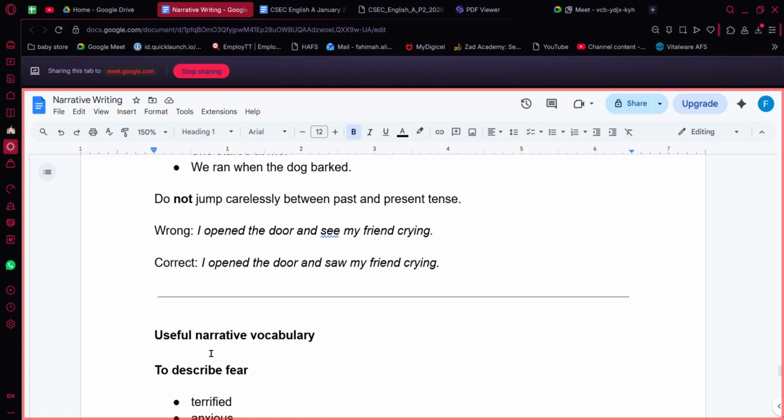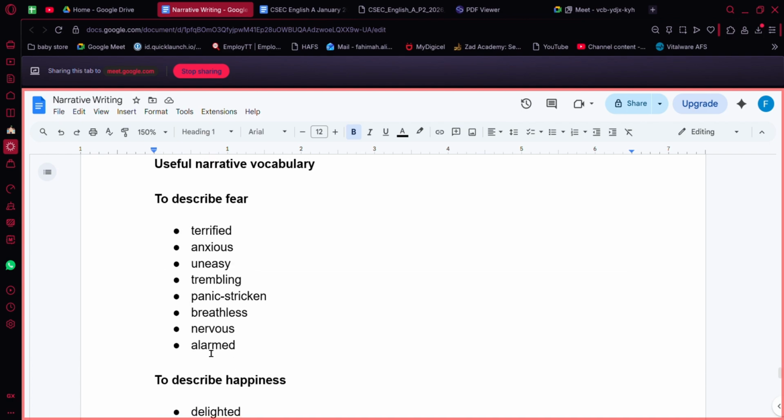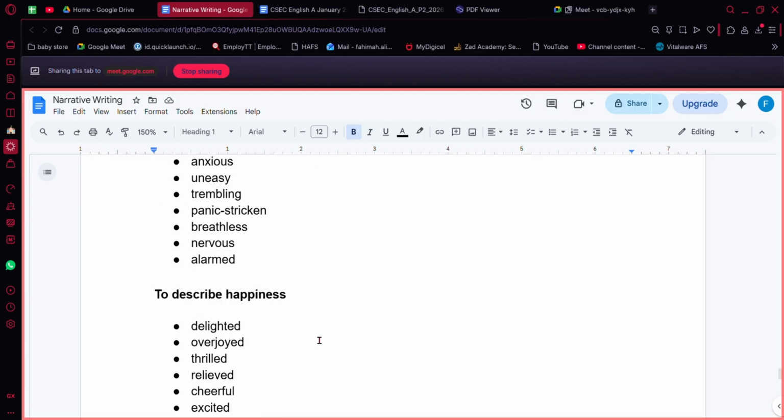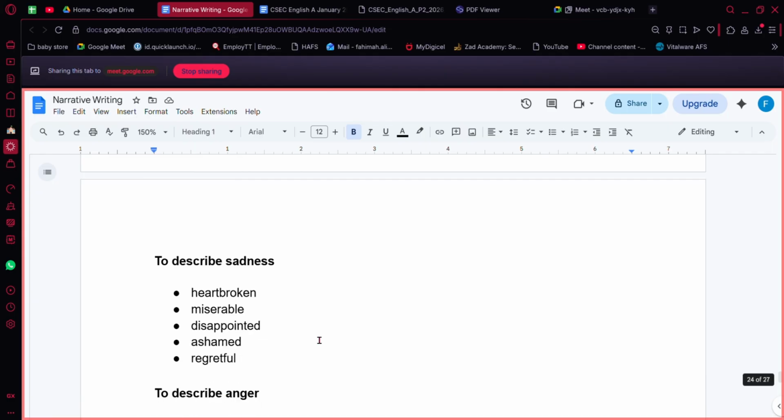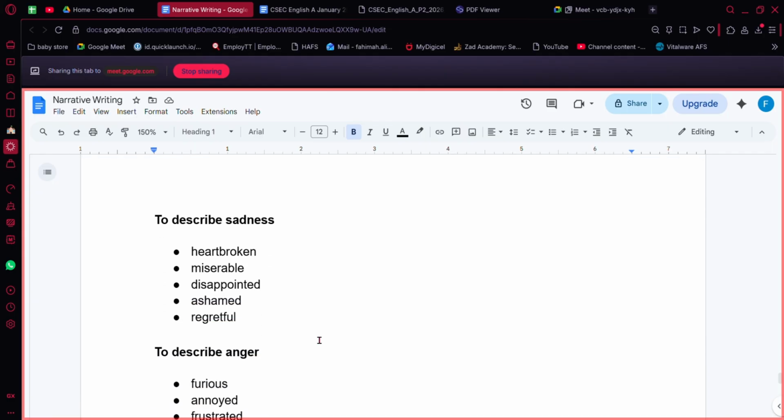Now I have some useful vocabulary here. You could find many more words online. If you want to describe fear, you could use words like terrified, panic-stricken, uneasy, nervous, alarmed. To describe happiness in your story, delighted, overjoyed, relieved, excited. To describe sadness, heartbroken, disappointed, regretful. Anger, furious, frustrated, outraged.